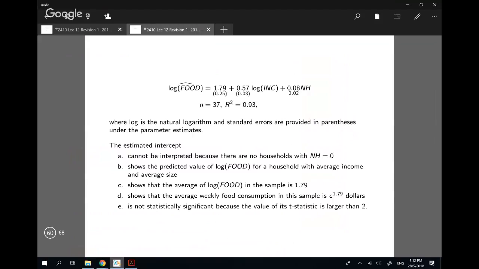Cannot be interpreted. Shows the predicted value of food for household average income, average size. A: cannot be interpreted because there are no households with NH 0. NH is the number of people in the household. So can you have that 0? No, you can't, right? Well, you can interpret, but the message will be meaningless because you can't have a household of 0. That's not a household. It's a house, but it's not a home.